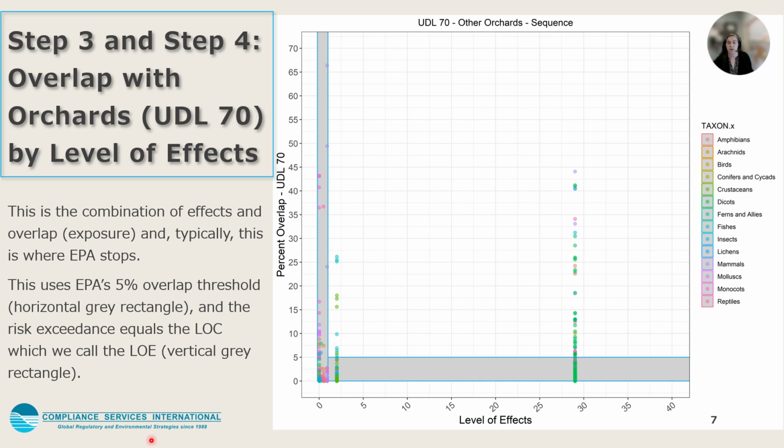The species that we're going to use as our example species is the valley elderberry longhorn beetle. It has a higher level of effects, and it has around 30 to 32% overlap with UDL 70. We will use this species as our example as we move through the remainder of this presentation.